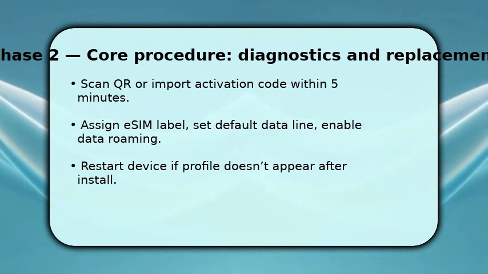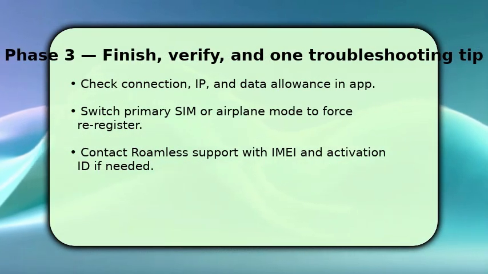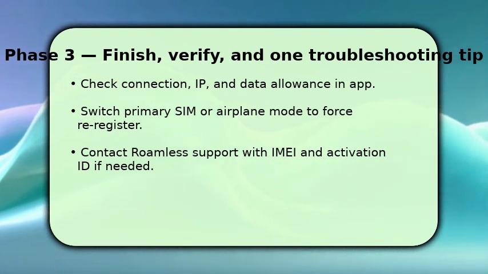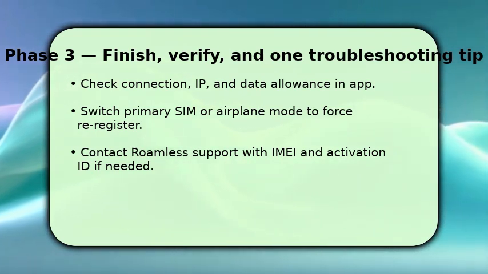You finish by confirming the eSIM is working. Open a web page, check the Roamless app for remaining data and assigned IP, and monitor signal bars.